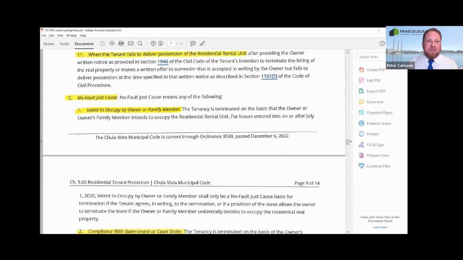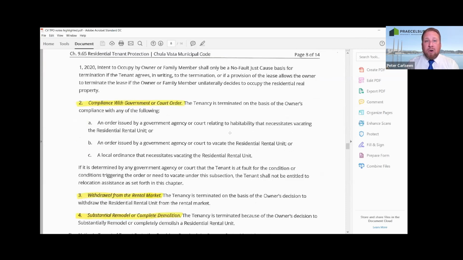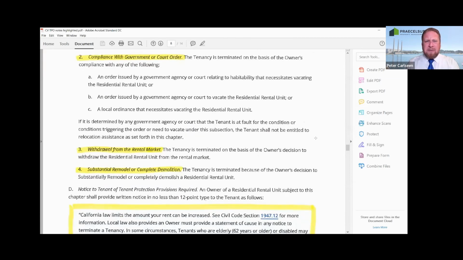No fault, just cause. So these are the reasons that you have as a landlord to terminate a lease, even if the tenant is not doing anything wrong. So if you intend to occupy the property by yourself or a family member, and remember we talked about the definition of family member, then you can terminate the lease. If you have to comply with a government or court order, if the government's going to say, hey, we're going to take control of your building because we're going to put a freeway through here, then obviously you will be able to terminate your leases. It's probably not a very common one.